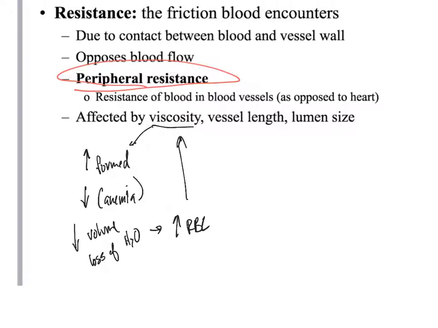But what happens if you lose red blood cells because you're hemorrhaging, and then the doctor gives you IV fluids to help increase your blood volume? You're still losing red blood cells. What happens to viscosity? It decreases. So viscosity is a function of the formed elements that are present in the blood itself. So that's viscosity. What about vessel length?